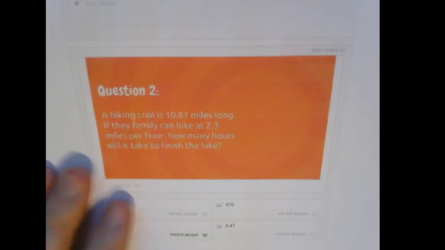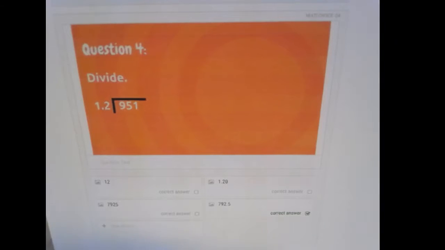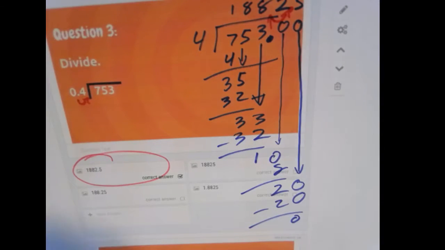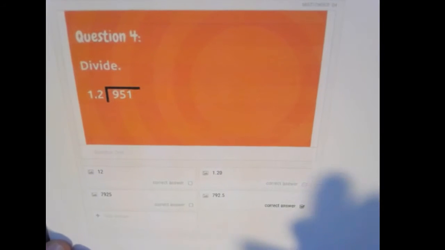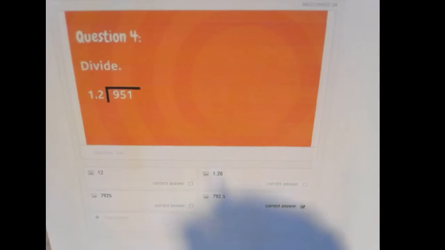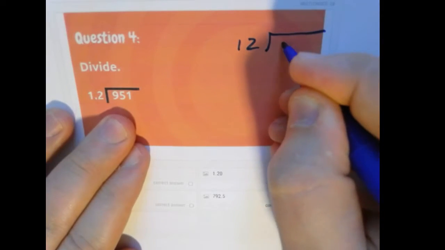Okay, oops, sorry about that. One more on this page. So, similar scenario here, except before we were working in the tenths place and working on the problem from there. So here we have a 1.2. It's going to be the same process, except it'll be 12 and 951.